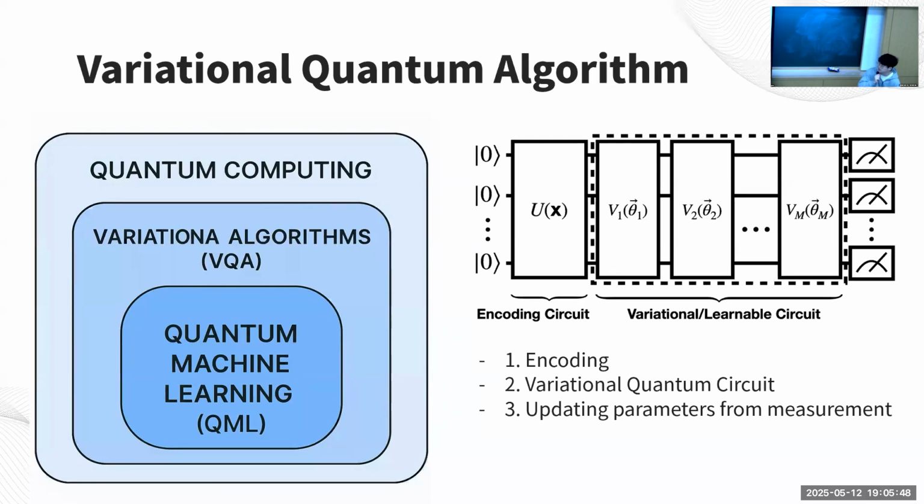On the right side, I'm going to explain how VQA works. At first, VQA works by encoding the circuit with classical data, the data we want to train on. Then we apply a variational quantum circuit, which consists of parameterized theta values, as you can see over there. We measure this quantum state, and we update the parameters from the measurement. This is how VQA works, and quantum machine learning follows the same process.